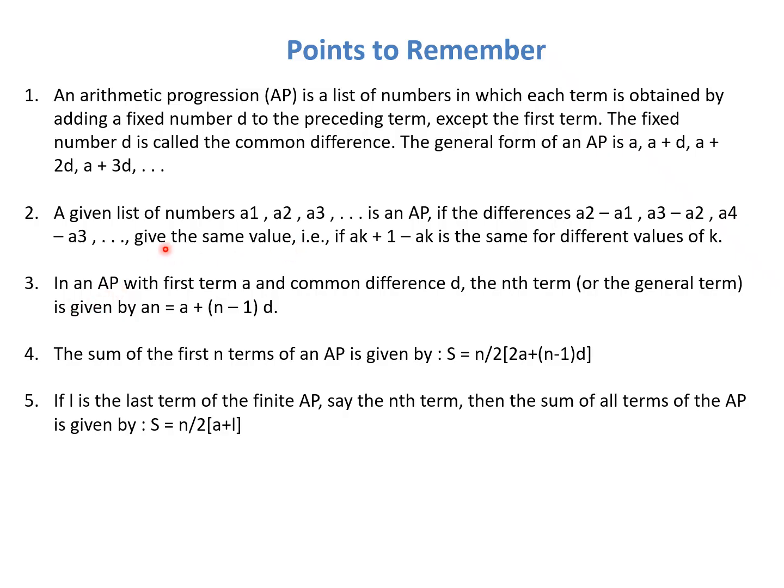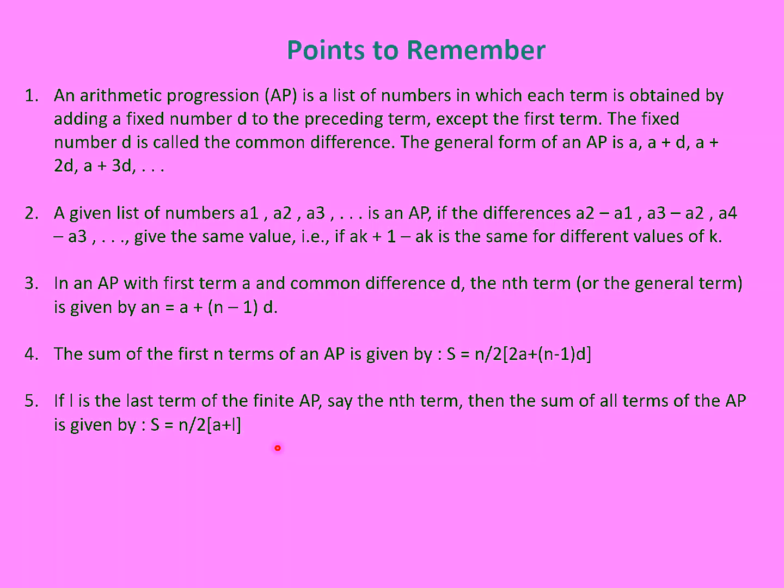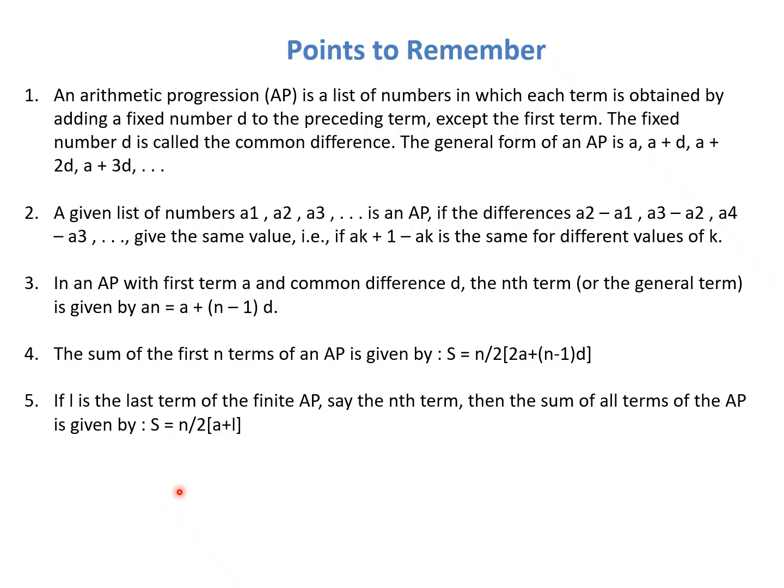Given a list of numbers, we have to find the common difference, and if the value is the same throughout the series, then it is an AP. If we have to find any term in the AP, we can use the formula a_n is a plus n minus 1 d. To find the sum of the series, we use the formula S_n is n by 2 into 2a plus n minus 1 d. If l is the last term and the series is finite, we can use S_n is n by 2 into a plus l. And if we have to find the sum of the first n natural numbers, we can use the formula S_n is equal to n into n plus 1 by 2 as well. So this is how we can use the AP to solve problems.